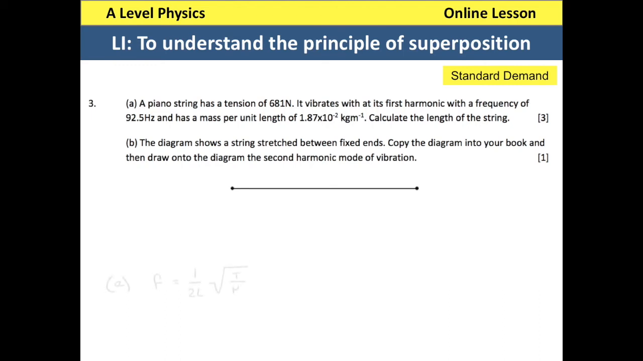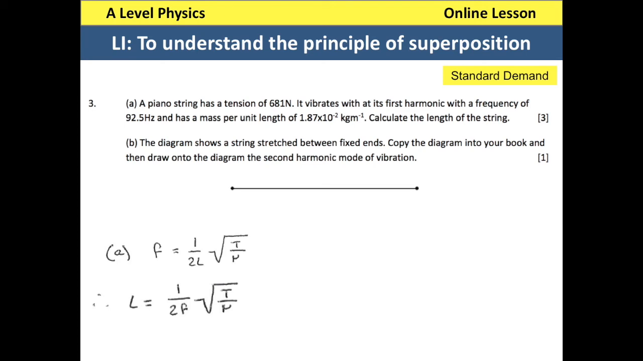So we use the equation for the frequency of the first harmonic, but we need to rearrange this equation to work out the length of the string. So we multiply up by L to give us F times L equals a half root T over mu, and then we divide by F to give us L equals 1 over 2F root T over mu.